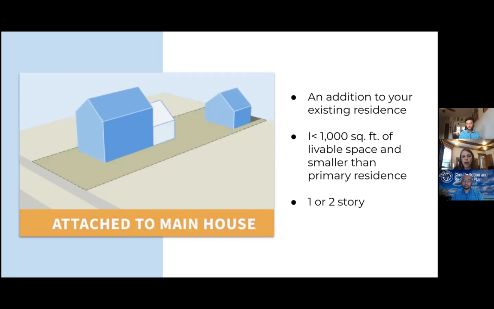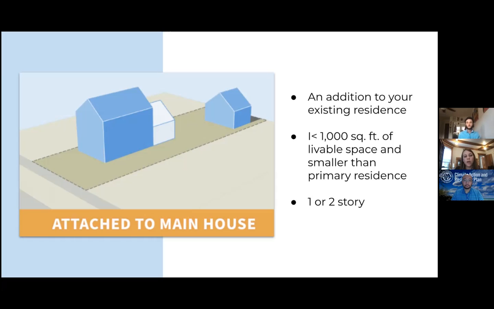This next type of ADU is an attached ADU, attached to your main house. So this could be a 1 or 2 story addition to your main residence, and again, has to be less than 1,000 square feet of livable space and smaller than the primary residence. Attached ADUs can't exceed the height allowed in your underlying zoning district, so that's something to be aware of when you go into this process.